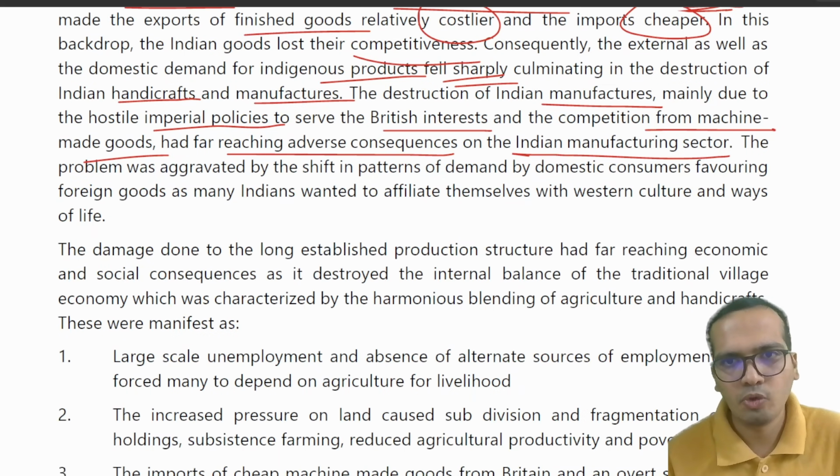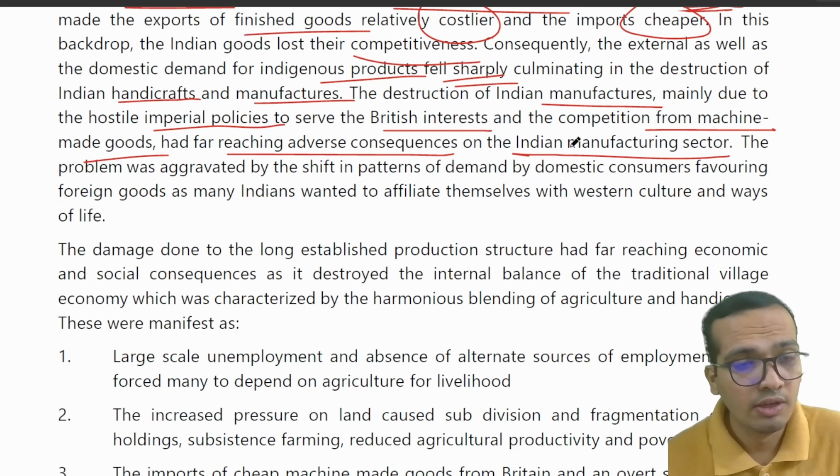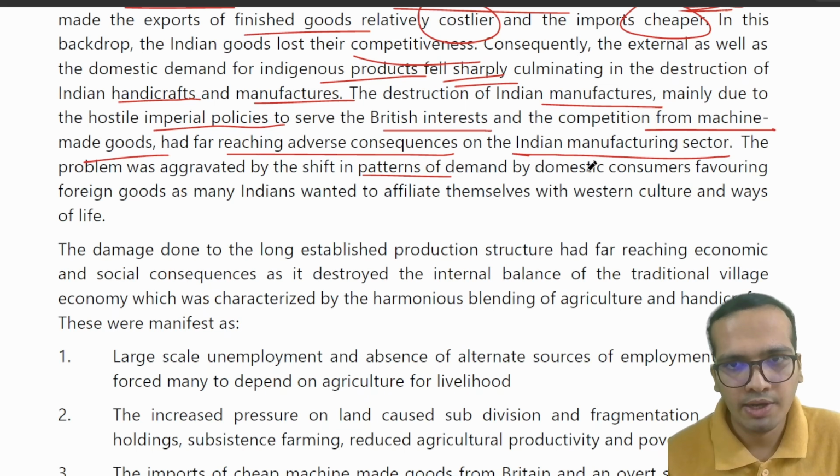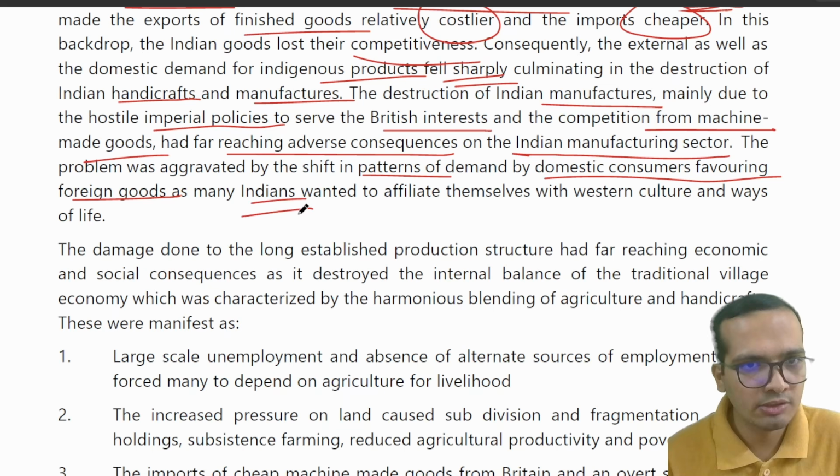उसका नेगेटिव असर था पूरा इंडियन मैन्युफैक्चरिंग सेक्टर पे. The problem was aggravated by the shift in patterns of demand by domestic consumers favoring foreign goods, as many Indians wanted to affiliate themselves with Western culture and way of life.